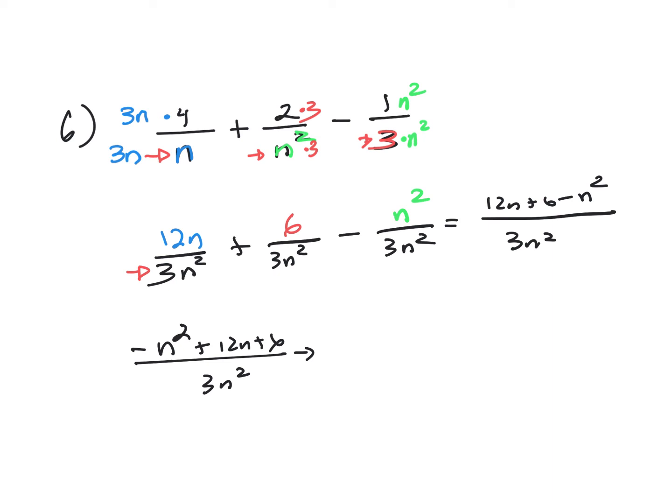Now, can you cancel this 3n squared with this 3n squared? No, because this is a trinomial package. And unless you have another trinomial that matches that, you cannot cancel because of the plus signs. That's a package deal, and those are not factors. So you cannot cancel those n's. So your final answer is -n squared plus 12n plus 6 all over 3n squared.